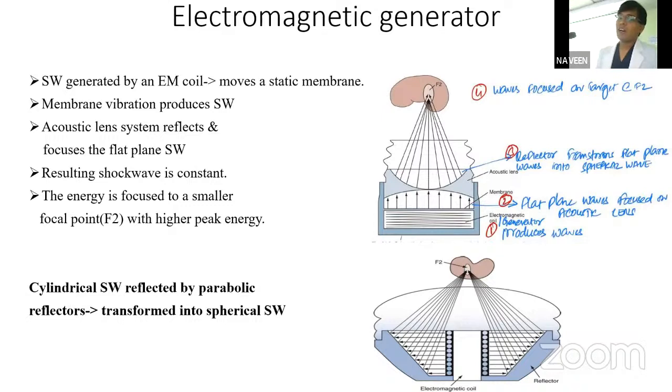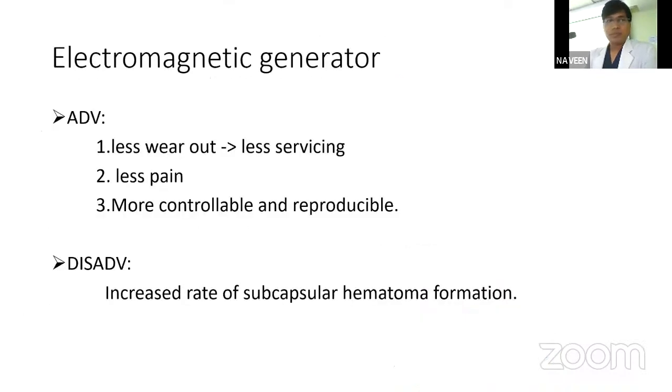Flat plane waves are focused by the acoustic lens, while the cylindrical type of shock waves are reflected by the parabolic reflector, and they focus on the F2 point. And at the F2 point, they produce a very high peak energy and lead to stone fragmentation.